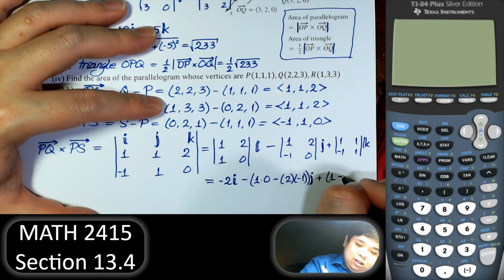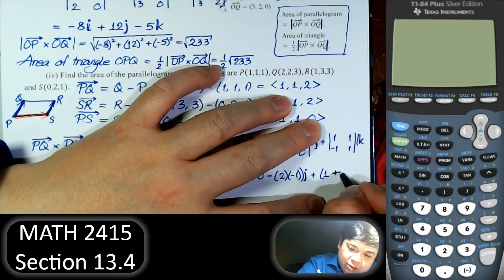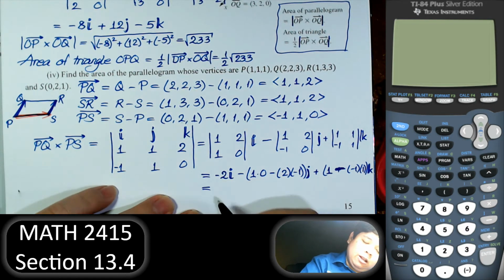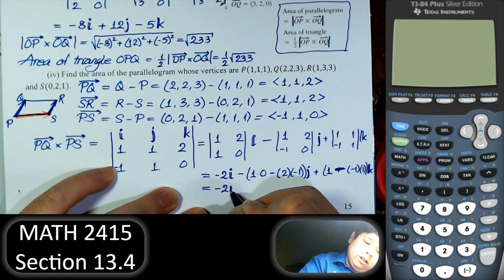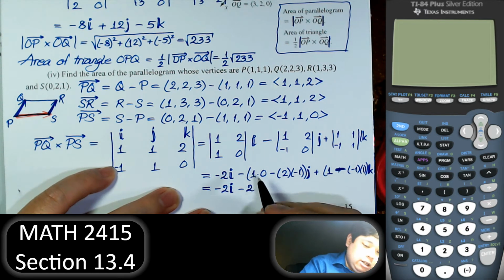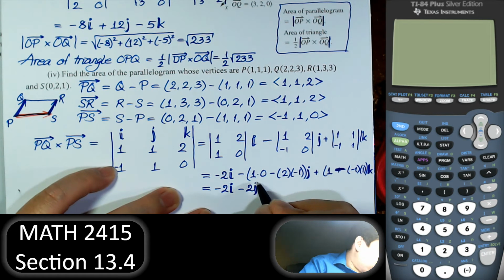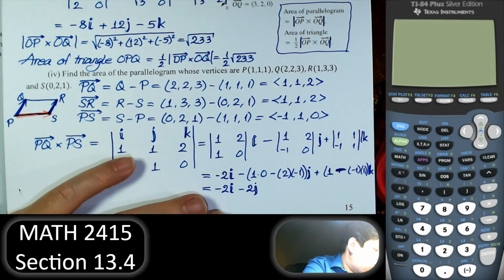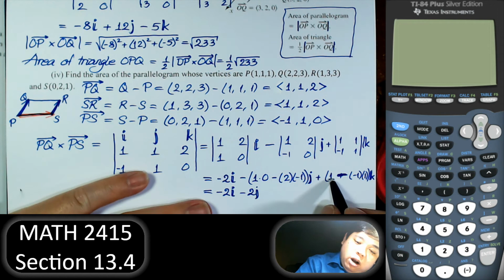and minus that, K. So it's negative 2I, and that is 0, that's 2, negative J, negative 2J, and then 1, so that's 2K.